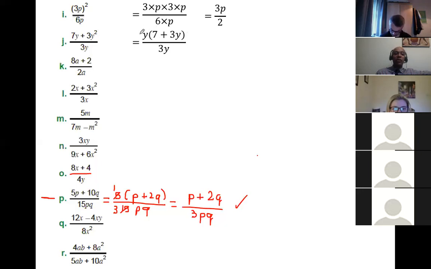And now I've got this quantity times this whole quantity. It's only when they multiply each other that I can simplify. Then you can just simplify with this y there. And that's your answer there.